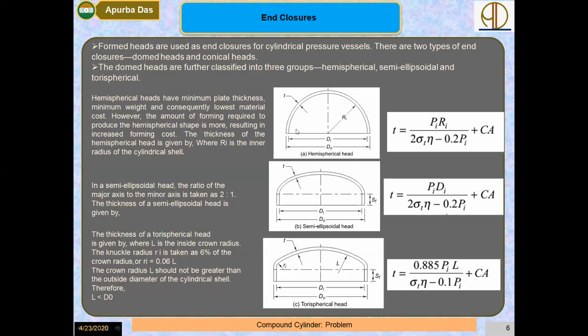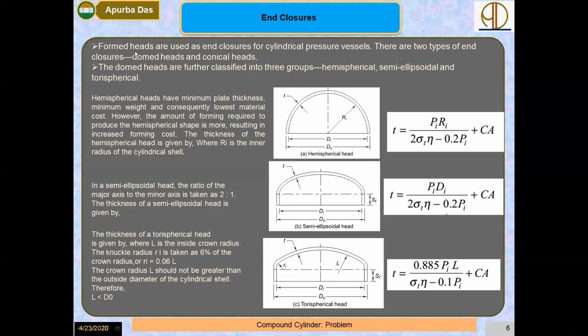So now comes the end closure. Like pressure vessels, we have talked about different types of pressure vessel. One is open, one is closed. So let's say one closed pressure vessel. In that closed pressure vessel, you need to close the two end conditions. Like in the top, let's say this is one cylinder, the top condition needs to be closed. So there are different types of closing patterns.